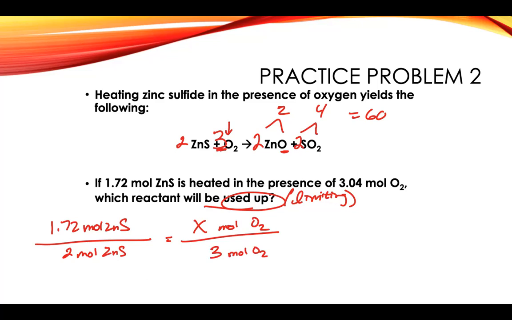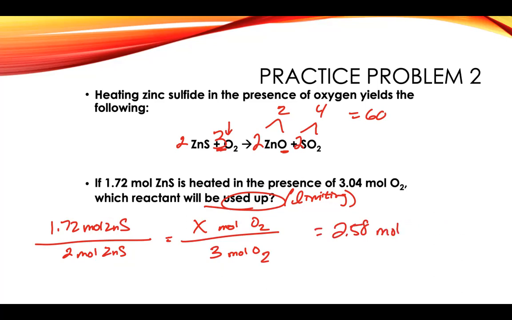If 2 moles of zinc sulfide react with 3 moles of O2, but I've got 1.72 moles of zinc sulfide, how many moles of O2 would I need? So I'm just going to cross multiply. I'm going to use my calculator for that. So I've got 1.72 times 3 divided by 2, and I get 2.58 moles of O2.